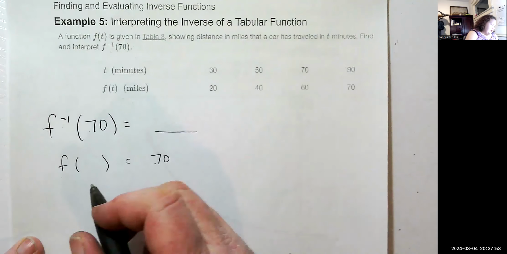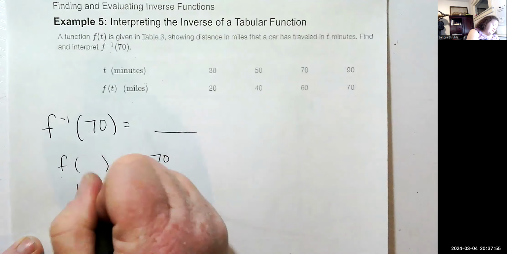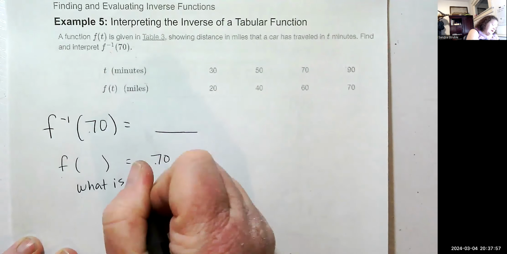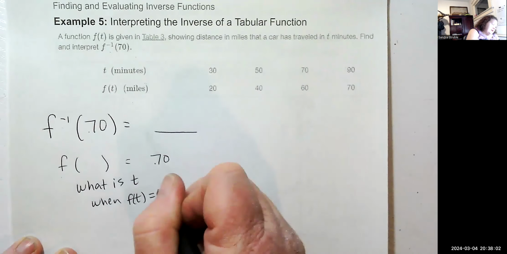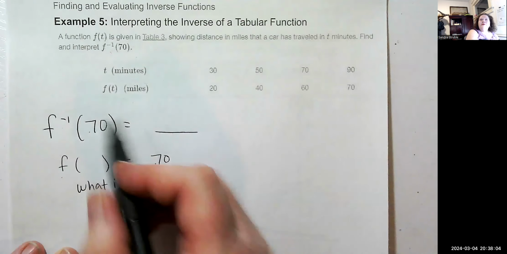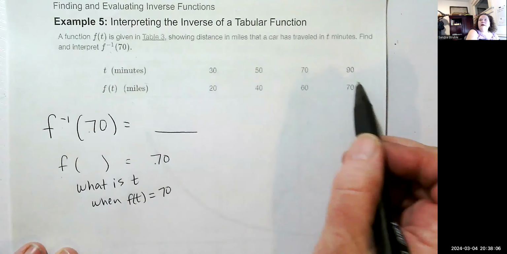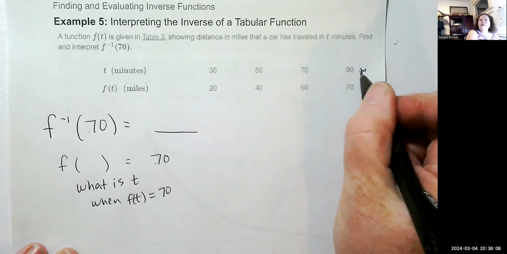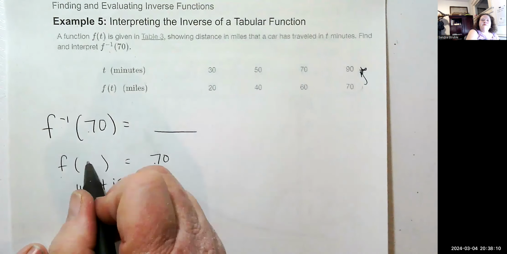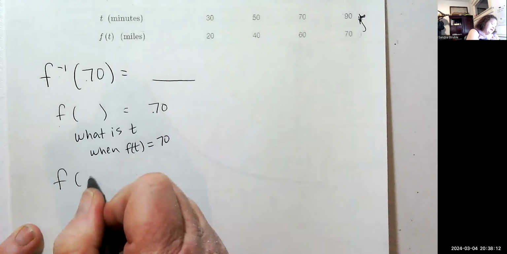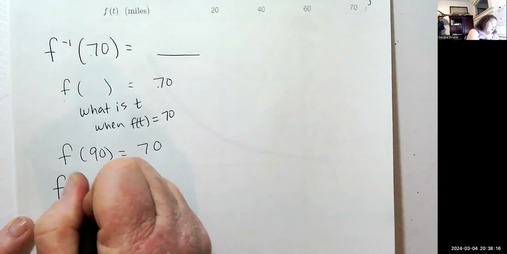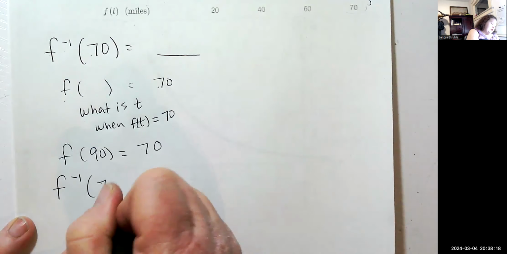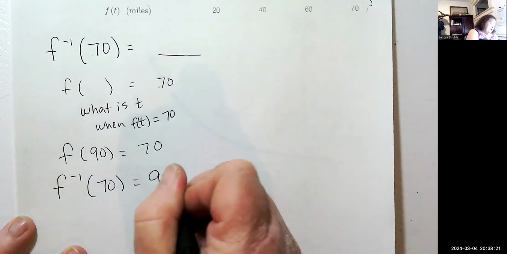My question now is, what is t when f of t is 70? So I have to look where f of t is 70 right here. What is t? 90. So if f of 90 is 70, then the inverse of f of 70 is 90.